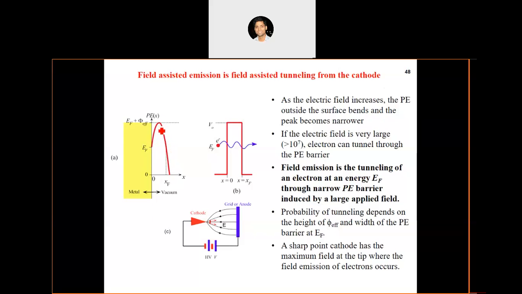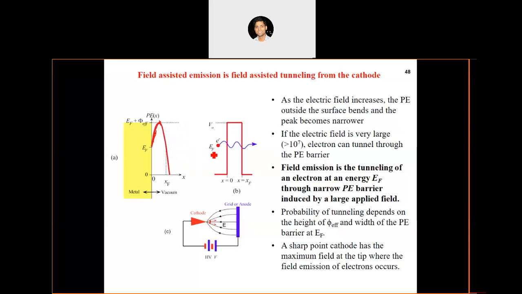And if the electric field is very very large, of the order of 10 to the power 7 in the SI units, then electron can tunnel through the potential barrier. You know what is tunneling? Basically in case of tunneling, the electron does not have to overcome this energy barrier. Normally the electron should reach this much energy first, and then it can go to the outside of the material, right? Once it has reached this much energy, then it can be emitted from the material.